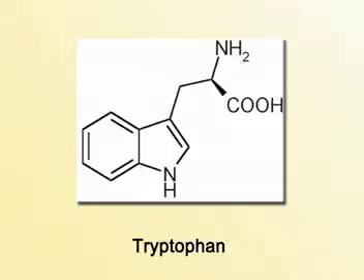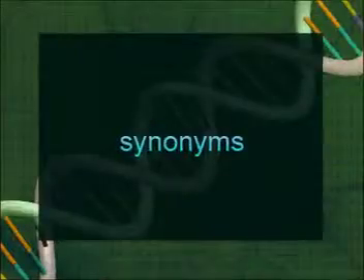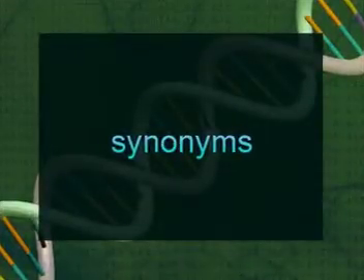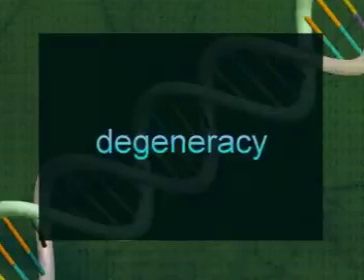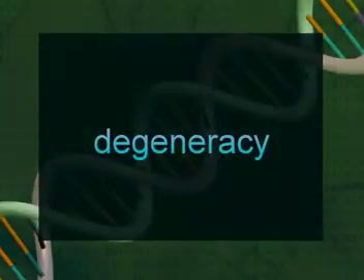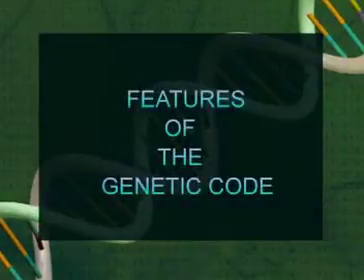The codons that have the same meanings are called synonyms. Thus, multiple codons must code the same amino acid. This is called degeneracy in the genetic code. Features of the genetic code.